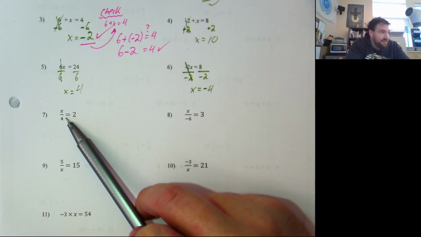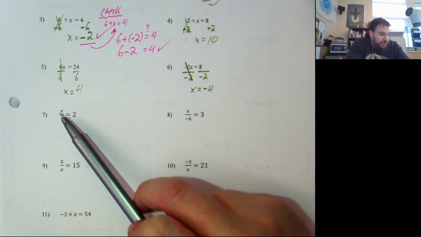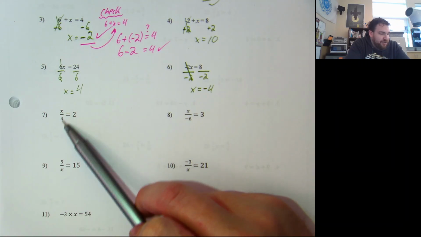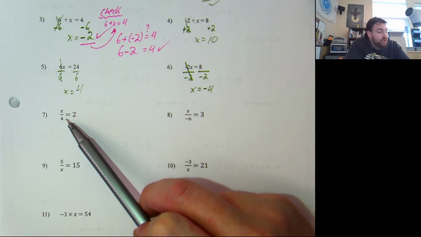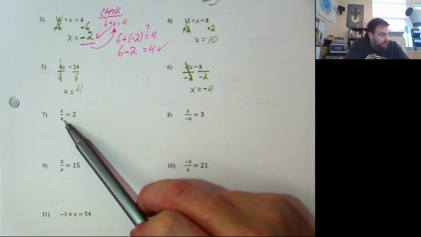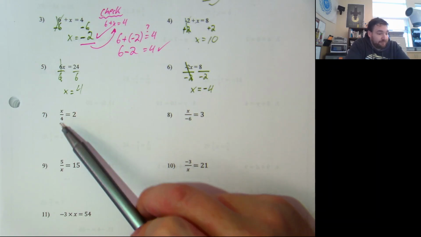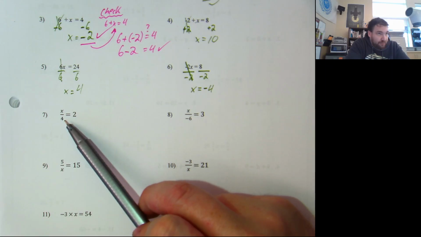A fraction is the same as division. It's always numerator divided by denominator. So now I've got x divided by 4. X divided by 4 equals 2 in this case. So to get x by itself, what do I have to do? How do I undo division?